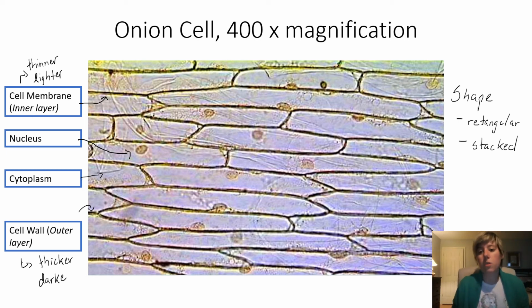Now, in this one, we don't actually have any chloroplast because our onion is a bulb, and the actual bulb of the onion is underground. So it's not going to have any chloroplast because if it's underground, it's not going to be exposed to sunlight. In the next image that we're going to look at, we're going to be looking at an Elodea cell, which is an aquatic-based plant, and we'll see our chloroplast in this cell.